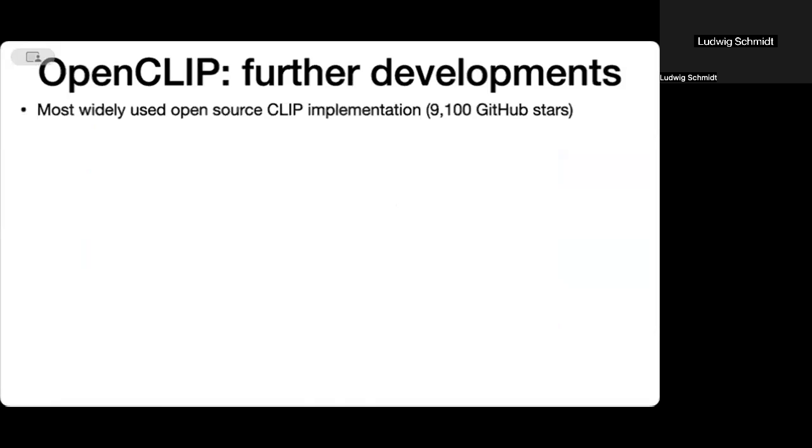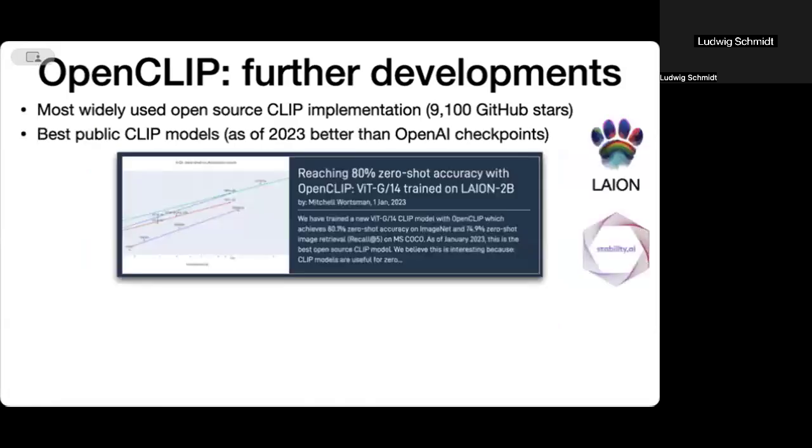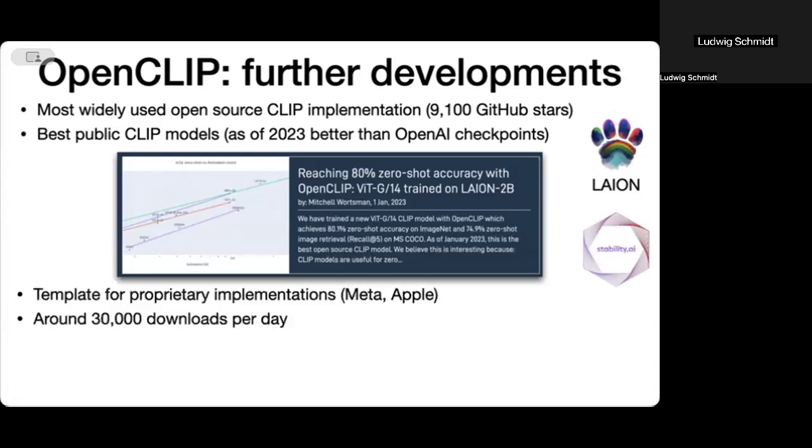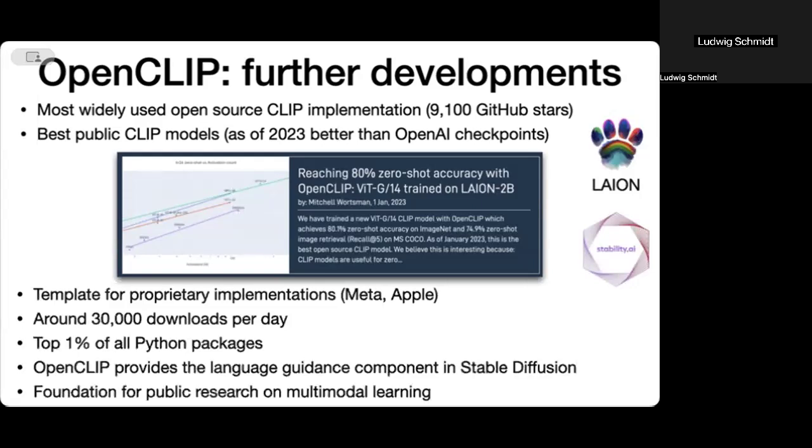Okay, and just quickly summarizing what happened since then in OpenCLIP. When I checked yesterday, by now the repository has 9,000 stars on GitHub and has become the most widely used implementation of CLIP models, open source CLIP models. And by now our best checkpoints are substantially better than the checkpoints that OpenAI released back then. There are many more statistics here, it's become widely used at companies, many downloads per day, and so on. And for instance, as I already mentioned, not just LAION was used in stable diffusion, also OpenCLIP offers the language guidance component for stable diffusion.